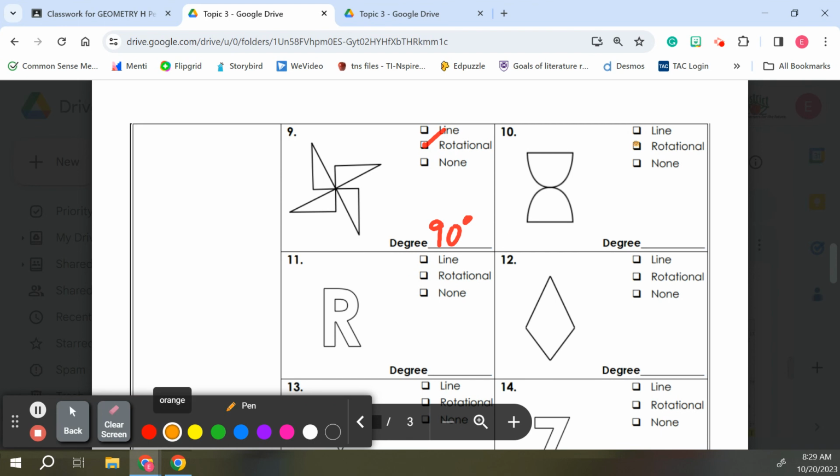Now this next one definitely has rotational symmetry. Who knows what it's going to be? 180, very good. How about the lines of symmetry? Yeah, it's definitely going to have 2. It's going to have 1 here, 1 here. Now we have R. Line of symmetry? None. Rotational? None. So this is just none.